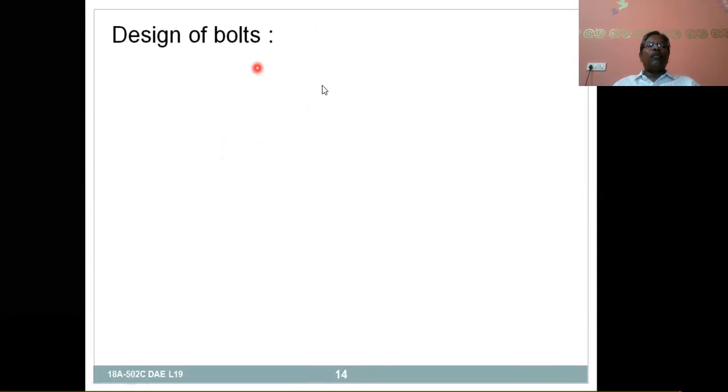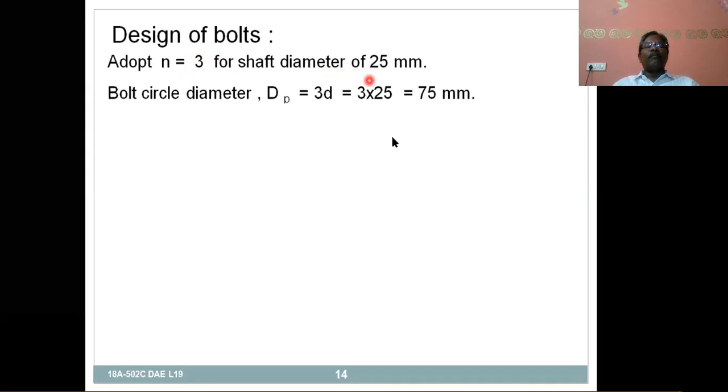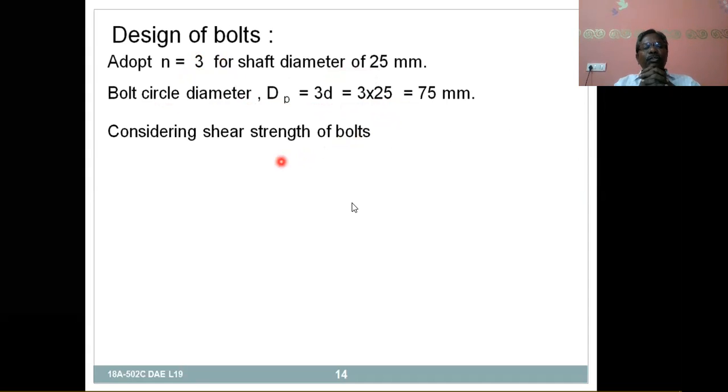Now, in case of design of bolts, for shaft up to 40 diameter, n is 3 only. So n is equal to 3 for shaft diameter of 25 mm. And bolt circle diameter or pitch circle diameter D1 is equal to 3d, that is 75 mm. And check for crushing and shear strength of the bolts.